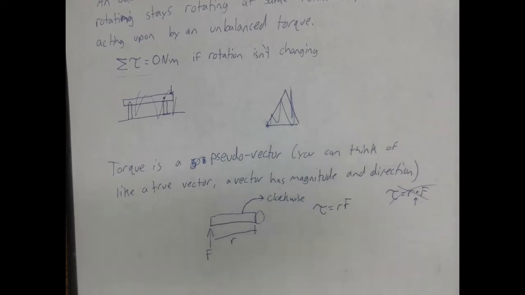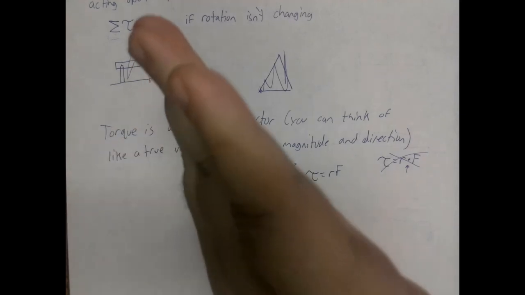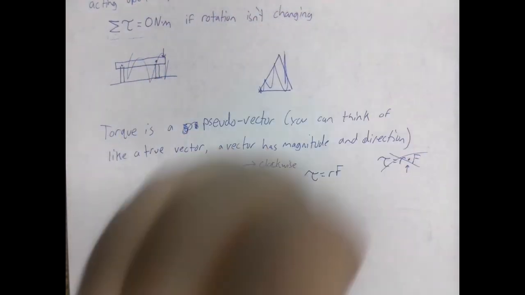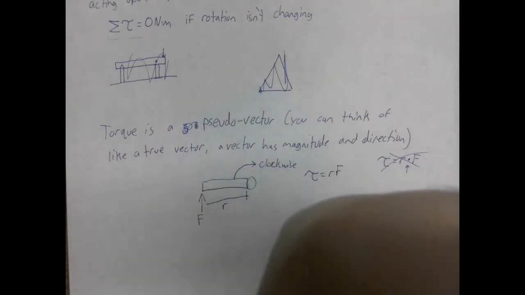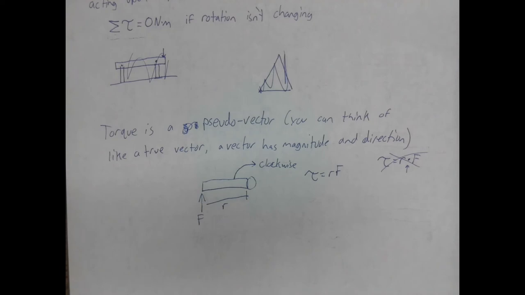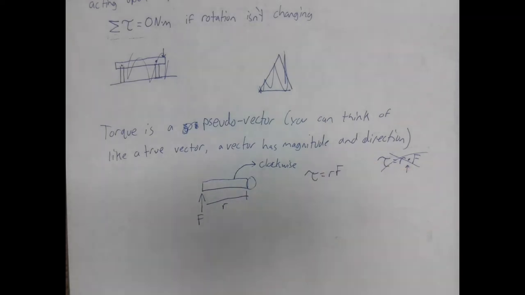But one way is something called the right-hand rule. If we take our right hand, and we wrap it around the point of rotation, and curl our fingers in the direction that it rotates, our thumb will be pointing in the direction of the vector. So if it rotates like this, your thumb is pointing down. So the vector is pointing downward into the paper, in this case.